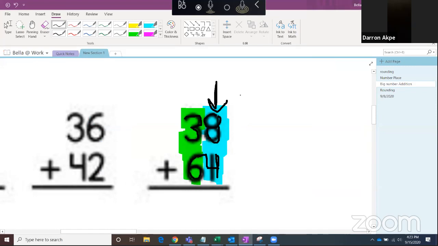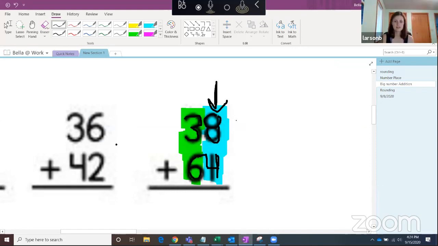69. Hey Darren, is the blue number, is that the ones place or the tens place? Tens place. Are you sure? No, it's a ones place. How do you know it's the ones place? You subtract? I don't know.